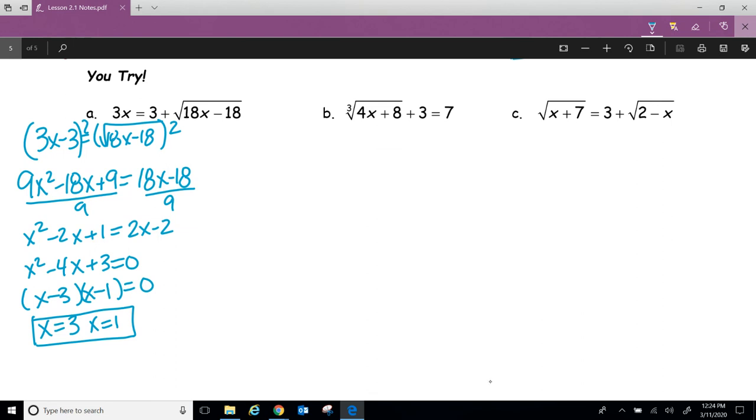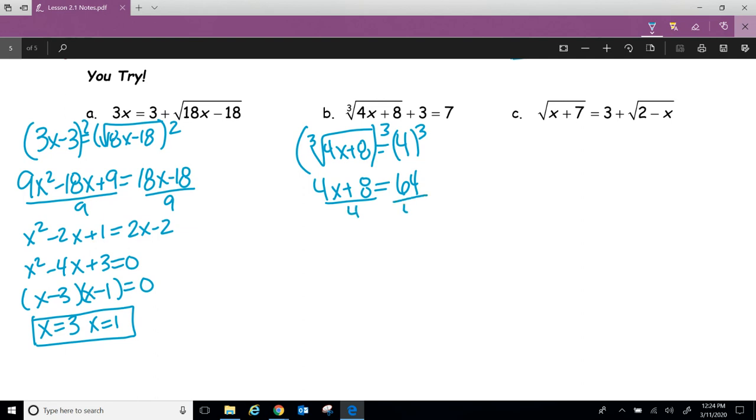All right, for B, we've got the cube root of 4x plus 8 equals 7 minus 3. I'm going to move the 3 to the other side, so 7 minus 3. Now the radical is isolated, I am going to cube both sides of the equation, and I get 4x plus 8 is equal to 4 times 4 times 4, which is 64. And again, I see right off the bat, these are all divisible by 4, so I'm going to reduce both sides by 4, and I get x plus 2. 64 divided by 4 is 16. And now when I subtract 2 to the other side, I get x is equal to 14. When you check that one, that is a good solution as well.